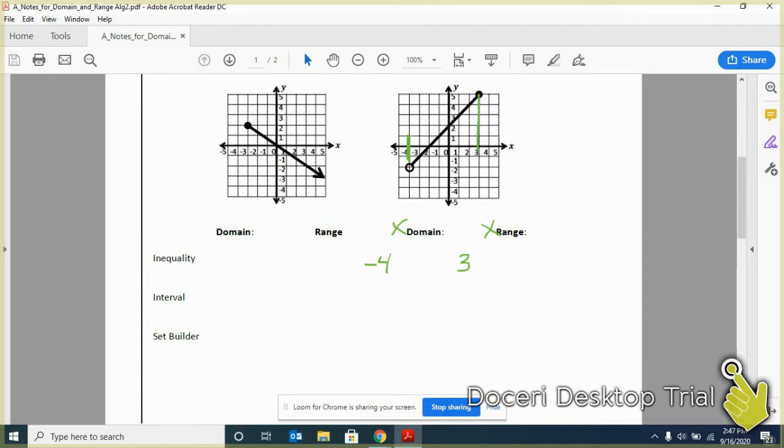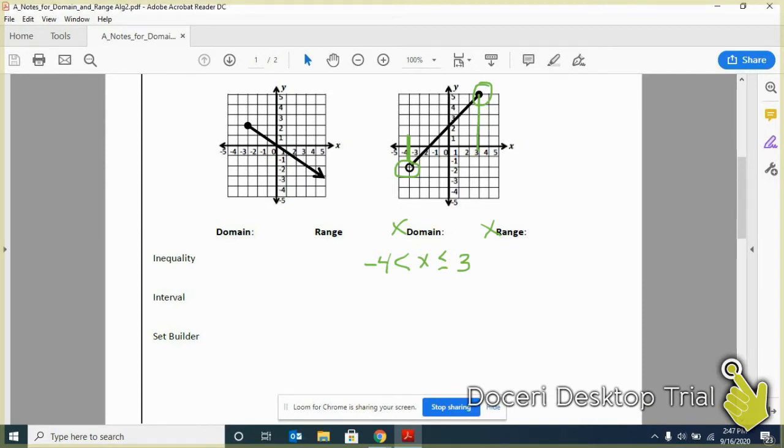Since it's an inequality, I know how to use my inequality symbols, okay? So here's what I look at first. This is an open circle. Since it's an open circle, I use an inequality without a line or an equal sign. I know domain has to be x. And if I look at my 3 over here, it's a solid circle. So I'm going to use my inequality with an equal sign or a line. Okay.